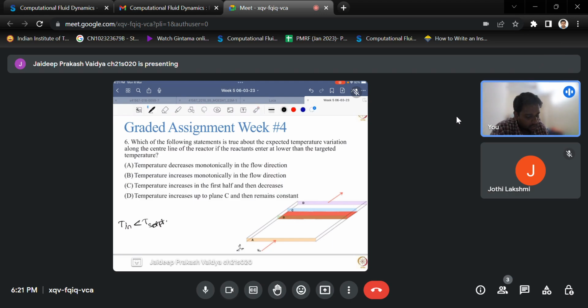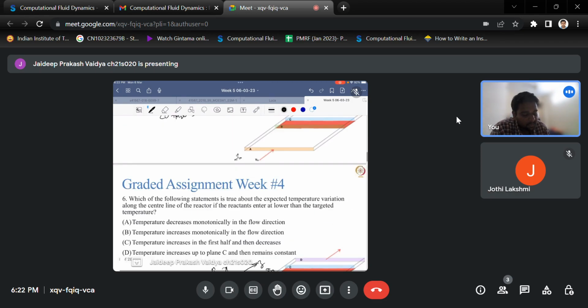What we are going to see is that since this is an exothermic reaction, the temperature increases from A to B as the inlet temperature is less than the set point. So from A to B we get the temperature to be the set point over here. Let's say this is Tn. The variation of temperature along the z direction goes on increasing until it reaches the point B. Let this be at Tn, and this will be at T set point.